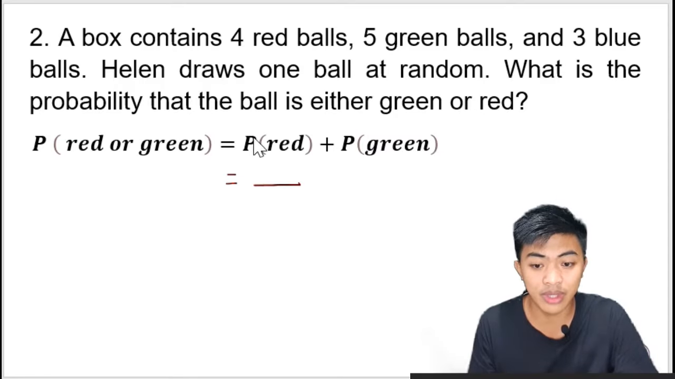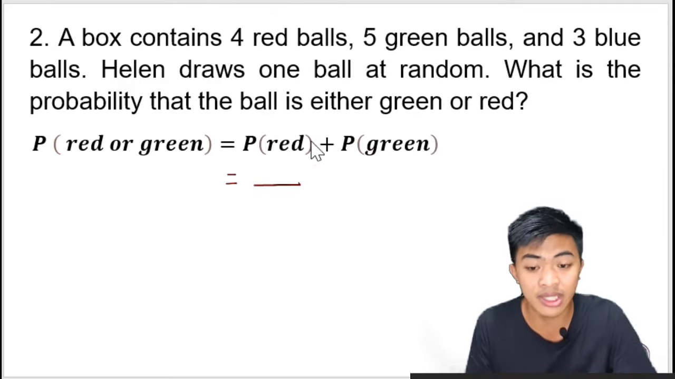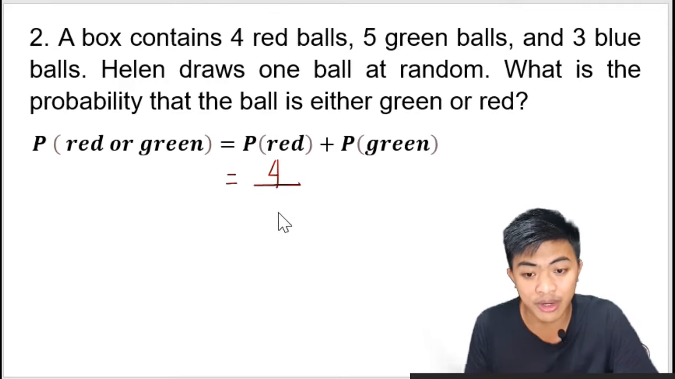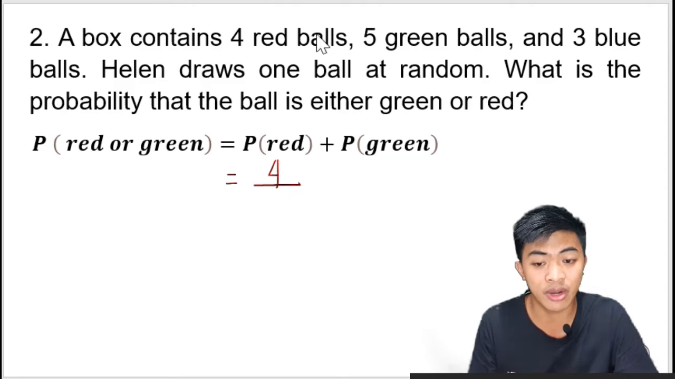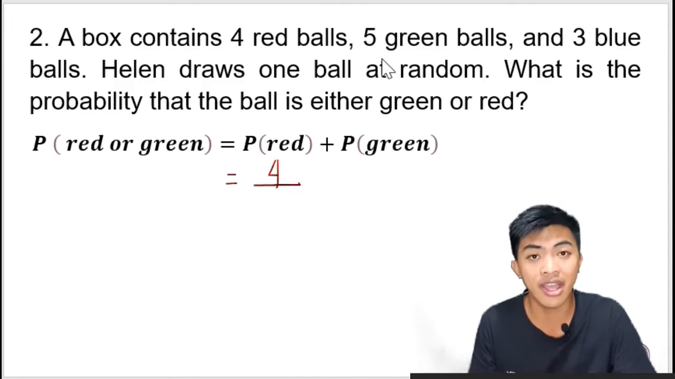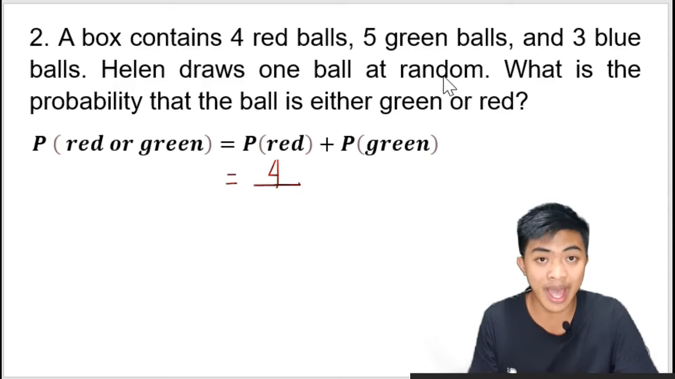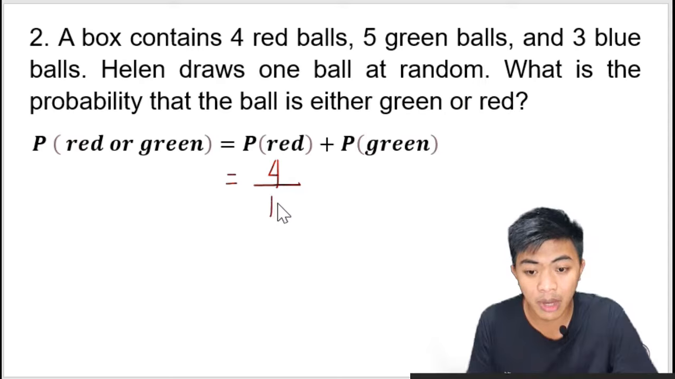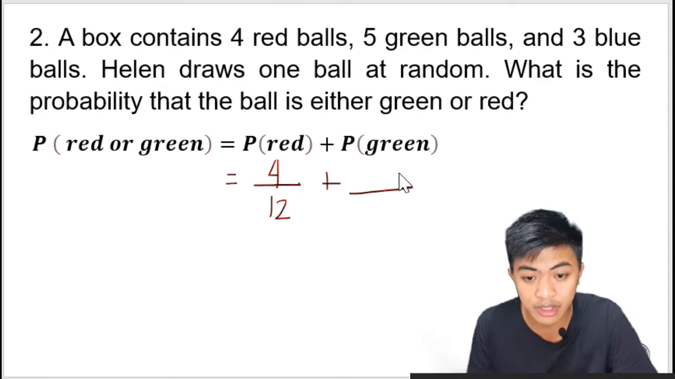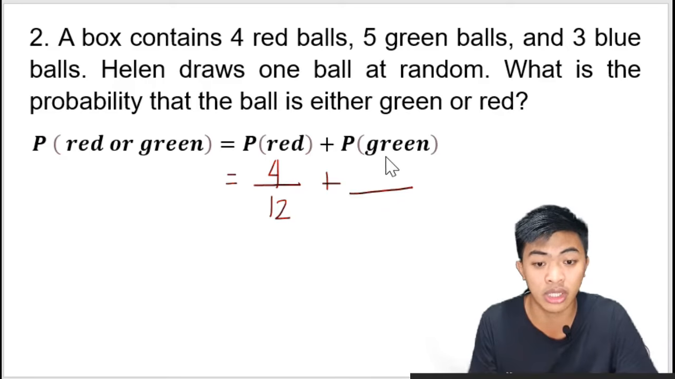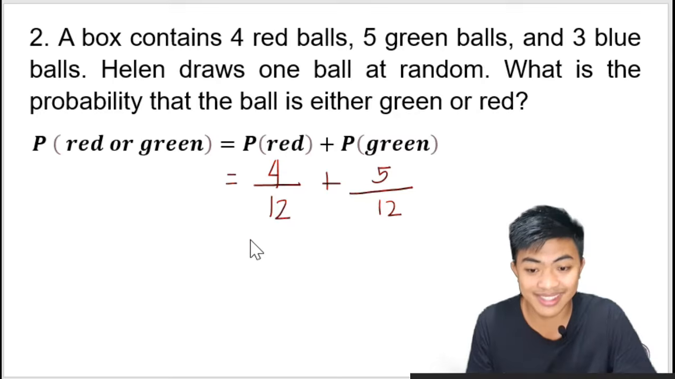So the first thing we're going to do is to get the probability of getting a red ball. And since there are 4 red balls, 4 will be the numerator. And for us to get the denominator, we have to add all these things. So 4 plus 5, 9 plus 3 is 12. So there are 12 balls in the box all in all. So the probability of getting a red ball is 4 over 12 plus the probability of getting a green ball. So 5 green balls out of 12 balls in the box.